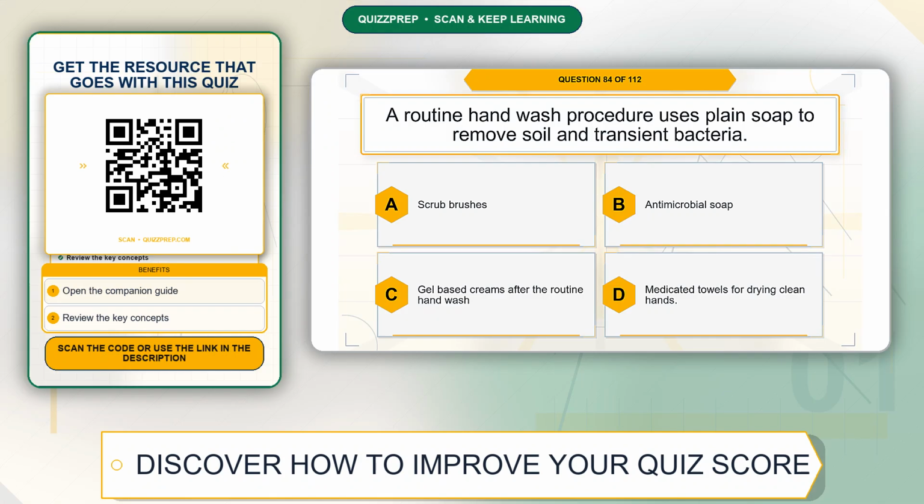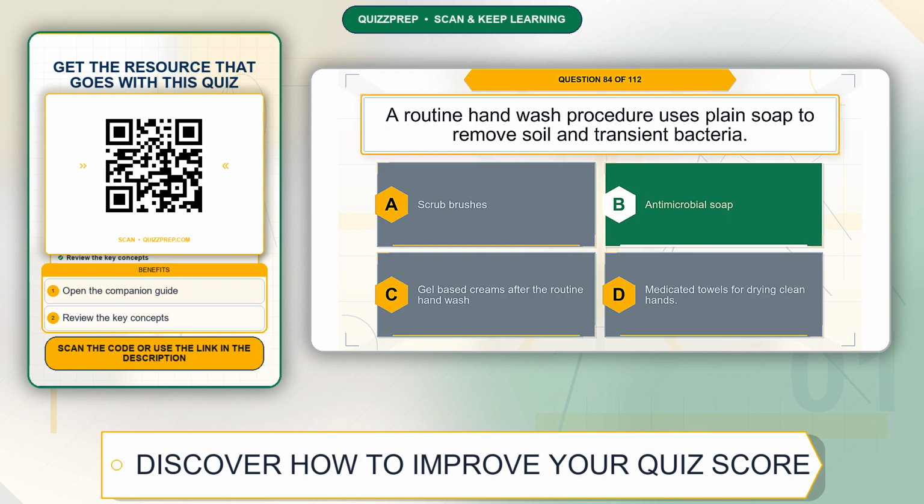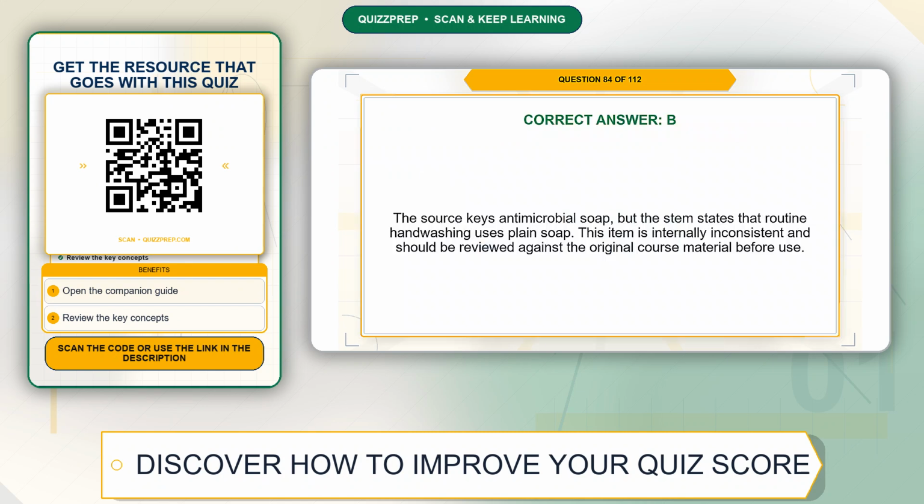Question 84. A routine hand wash procedure uses plain soap to remove soil and transient bacteria. Option A, scrub brushes. Option B, antimicrobial soap. Option C, gel-based creams after the routine hand wash. Option D, medicated towels for drying clean hands. The correct answer is option B, antimicrobial soap. Explanation. The source keys antimicrobial soap, but the stem states that routine handwashing uses plain soap. This item is internally inconsistent and should be reviewed against the original course material before use.